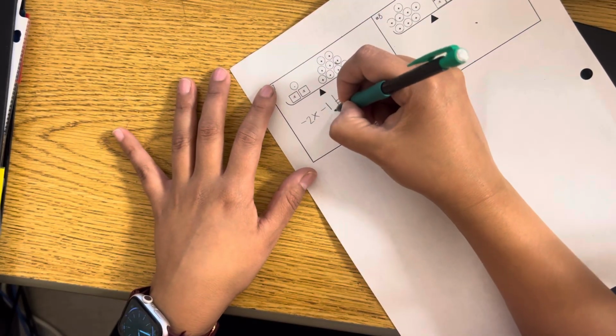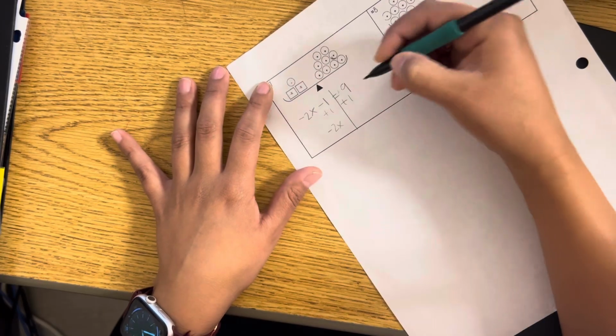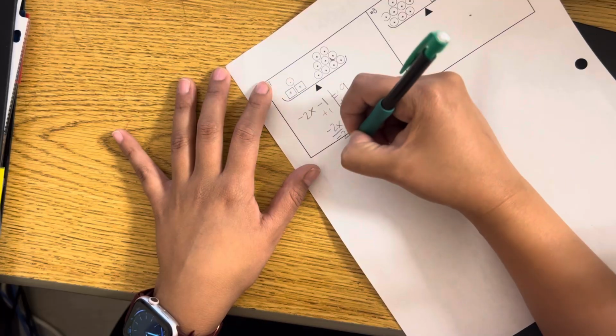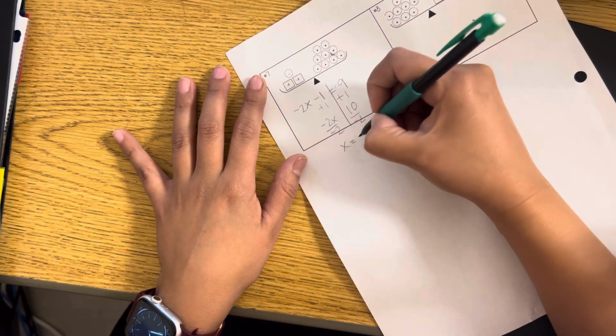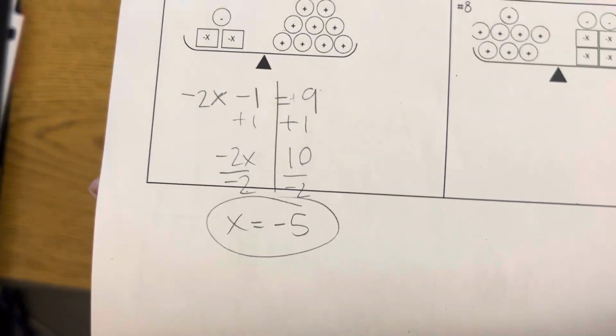Now, opposite of subtracting is to add 1. Bring down the -2x. 9 plus 1 is 10. Divide by -2. And a positive divided by negative is a negative. 10 divided by 2 is 5. So x equals -5.